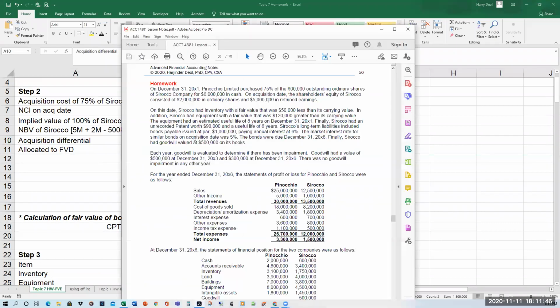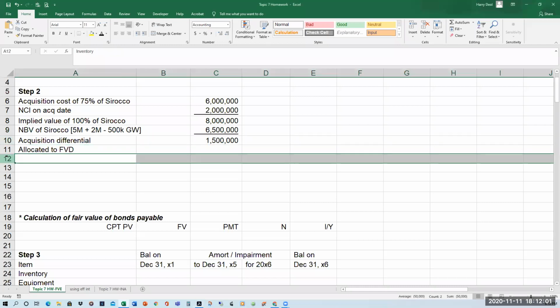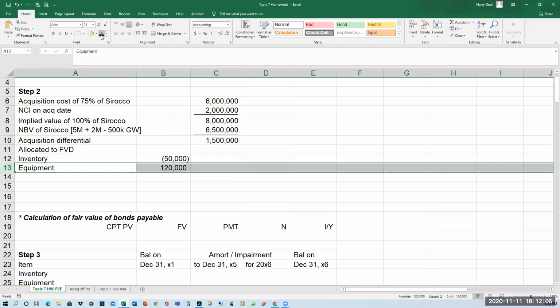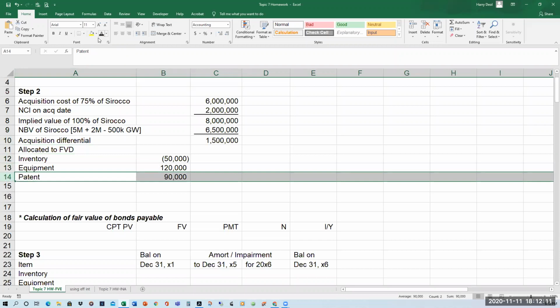And in the problem, we saw the fair value differences were related to inventory, equipment, a patent that's unrecorded, and the bonds payable liability. So the inventory, we're told, is overstated by $50,000. The equipment is understated to a tune of $120,000. The patent is unrecorded, i.e. completely understated by $90,000. For the bonds payable, the carrying amount is the par value of $1 million.